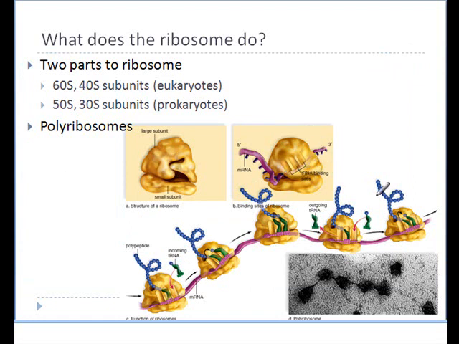So when they come out and adhere to the mRNA and start moving along, the mRNA moves along its parts, and then another ribosome attaches to the mRNA. Therefore, eventually on one particular strand, there are many ribosomes attached to the same mRNA. And the entire complex is then called polyribosomes.